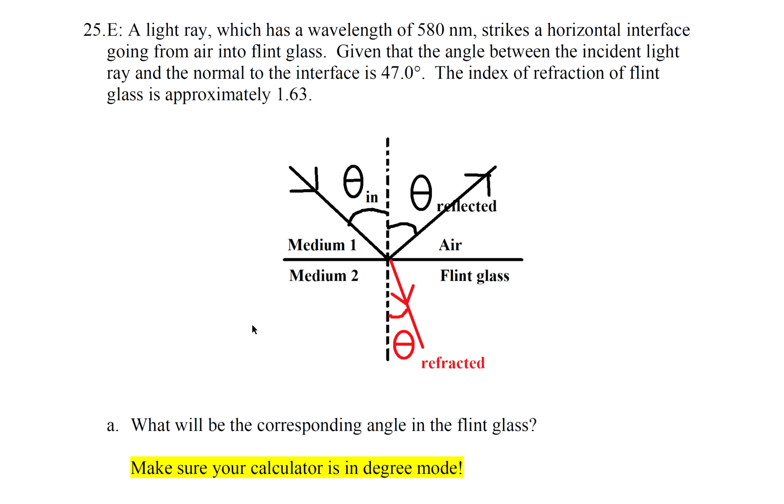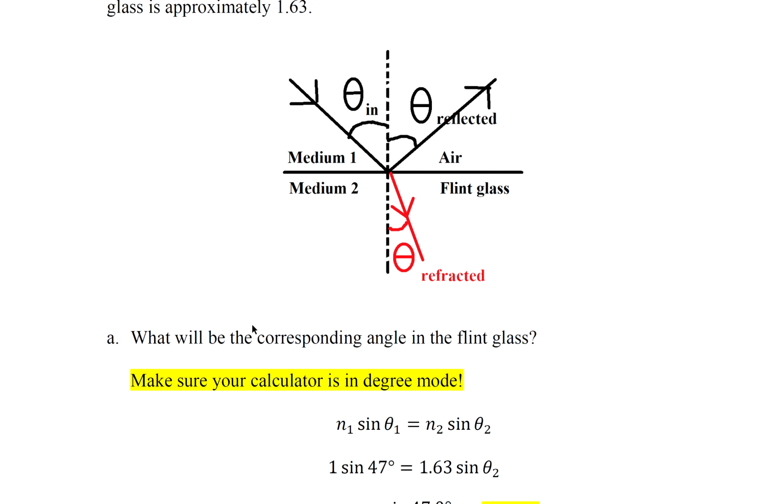Question 25. A light ray which has a wavelength of 580 nanometers strikes a horizontal interface going from air into flint glass. Given that the angle between the incident light ray and the normal to the interface is 47 degrees. The index of refraction of flint glass is approximately 1.63. So part A, what would be the corresponding angle in the flint glass?